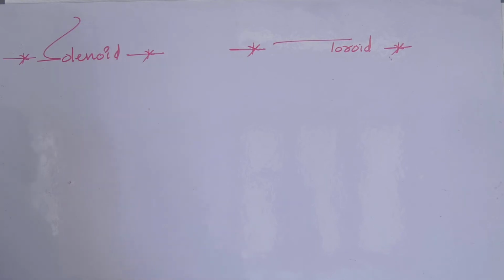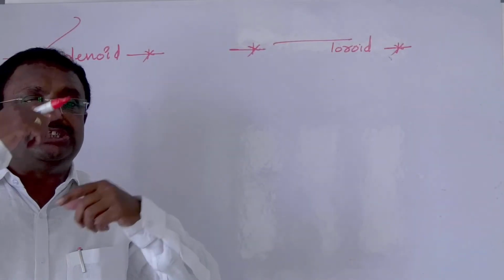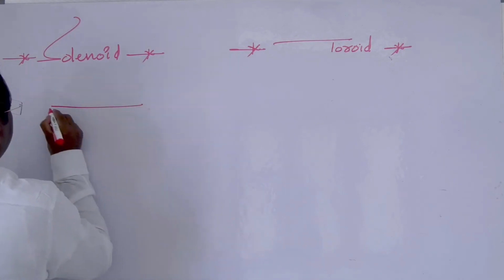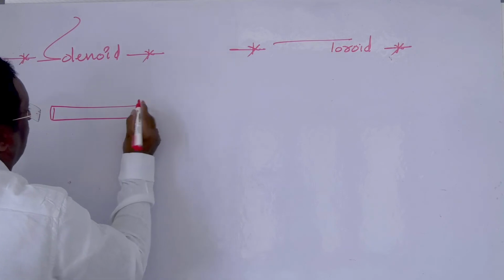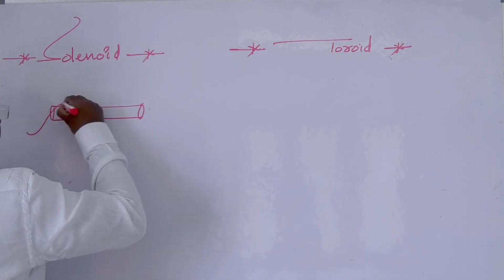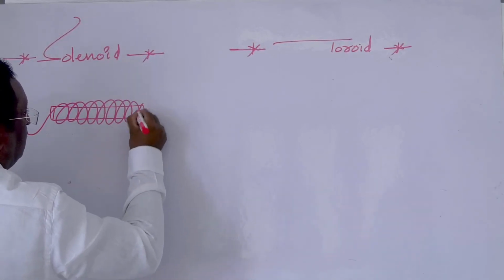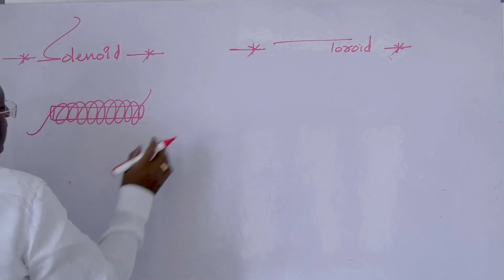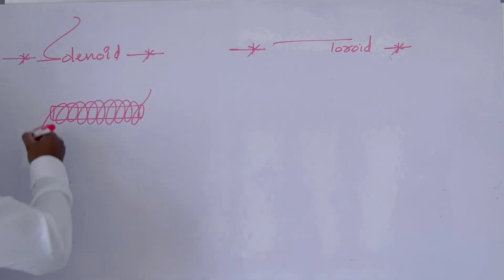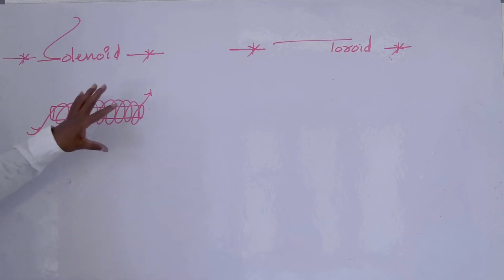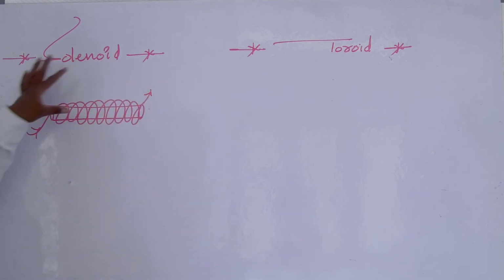Now a solenoid is nothing but a metallic wire which is wound on an insulated hollow pipe like this. On this insulated hollow pipe, a wire is wound in a number of turns like this. All these turns are closely spaced. When current is passing through this coil, which looks like a helix shape, a strong, uniform magnetic field is created around this solenoid.